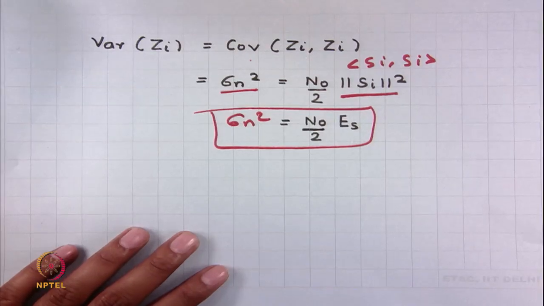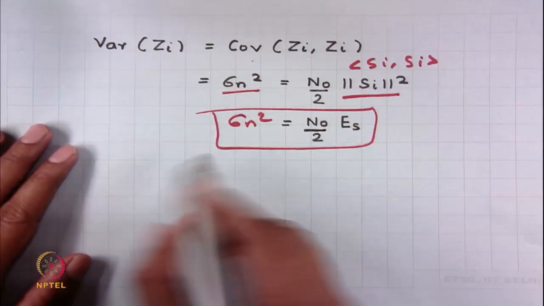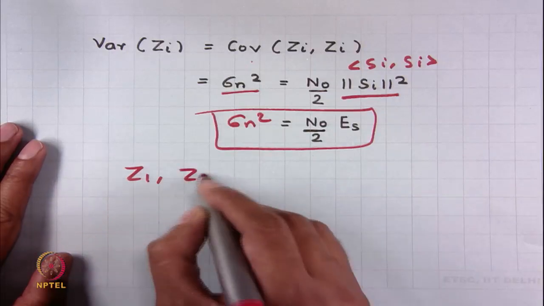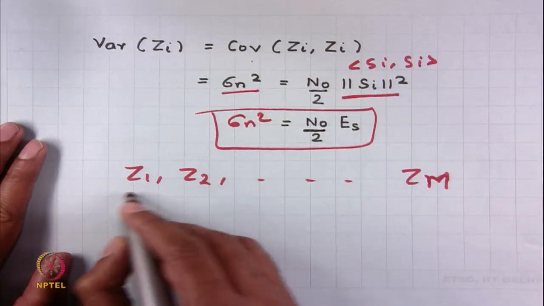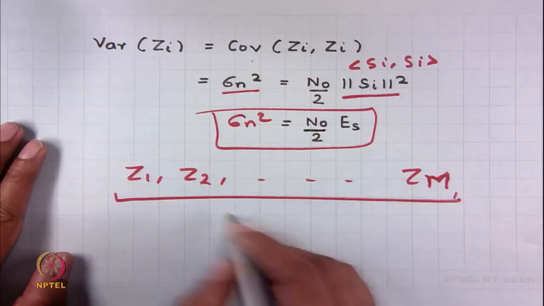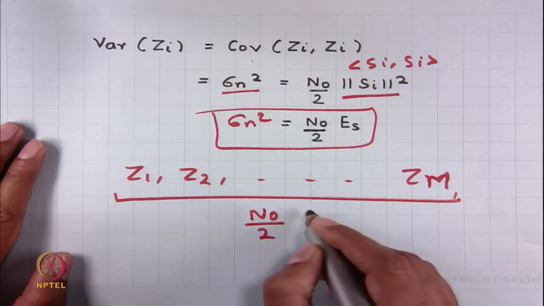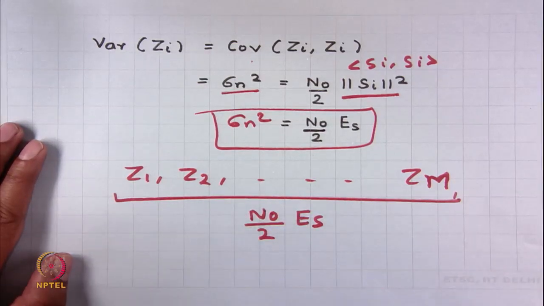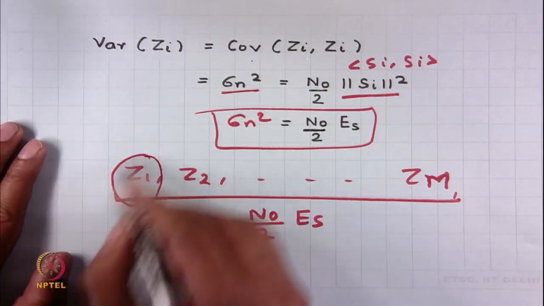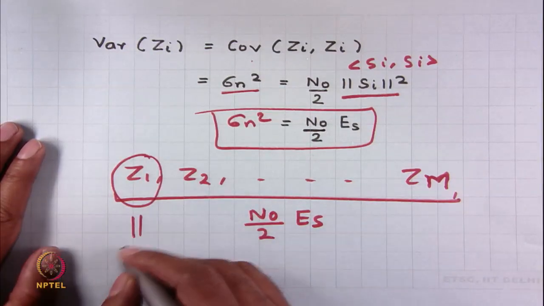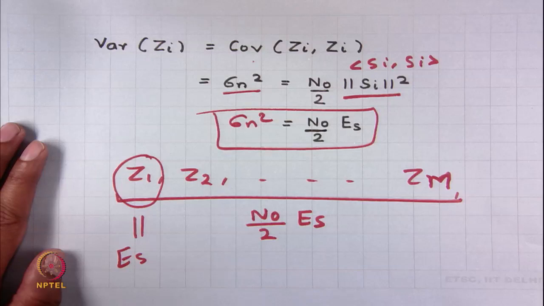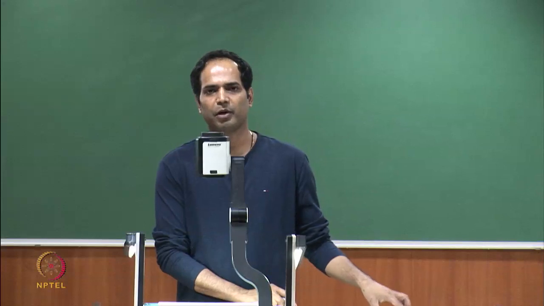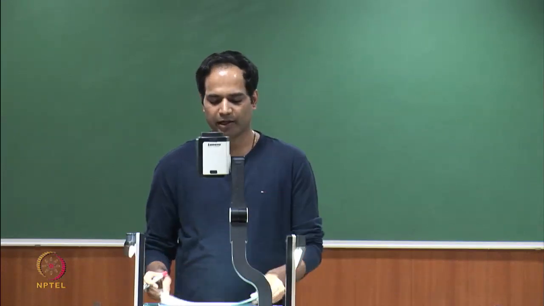Okay. So what we have got is a bunch of Gaussian random variables, and we have seen that all these random variables have a variance of N0 by 2 times Es. What we have seen is that this random variable has a mean of Es, and all other random variables have a mean of 0. And now we can easily calculate the probability of error for this orthogonal modulation scheme. Okay, let us get started.